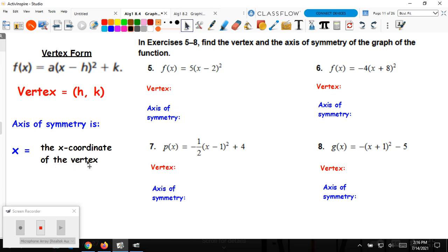This time, vertex form has an A, H, and K. Those 3 are the important numbers. This is going to be a number, that's going to be a number, and that's going to be a number. The vertex is the H and the K. A right here, we'll talk about A when we get to graphing. But right now, just to find the vertex, it's H and K.